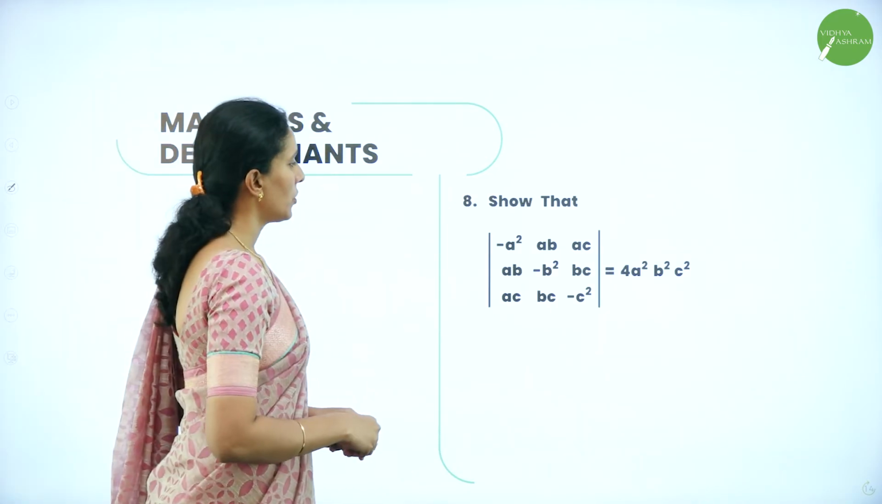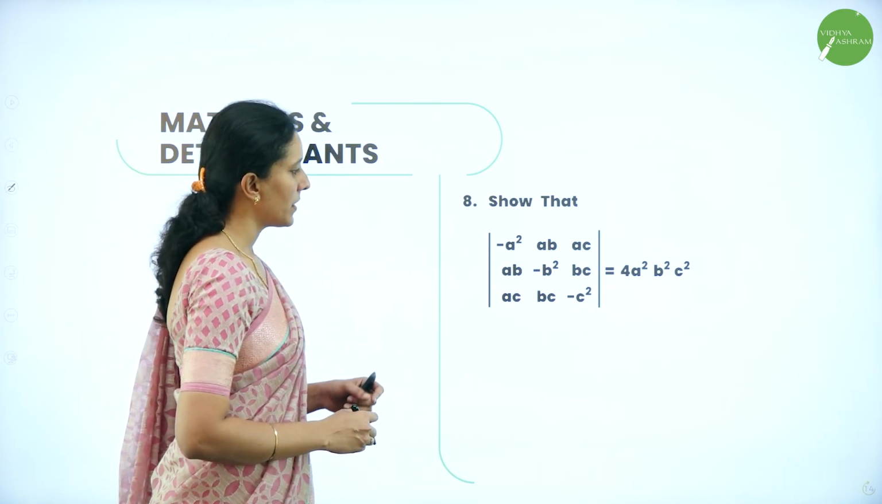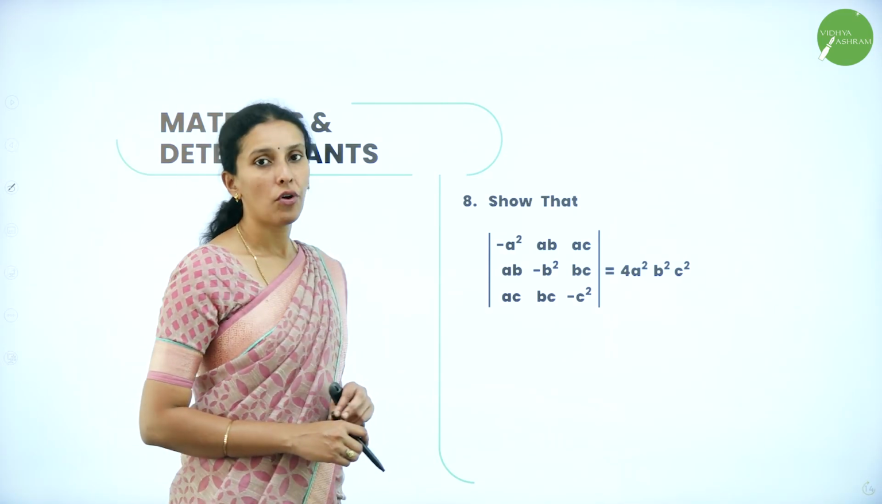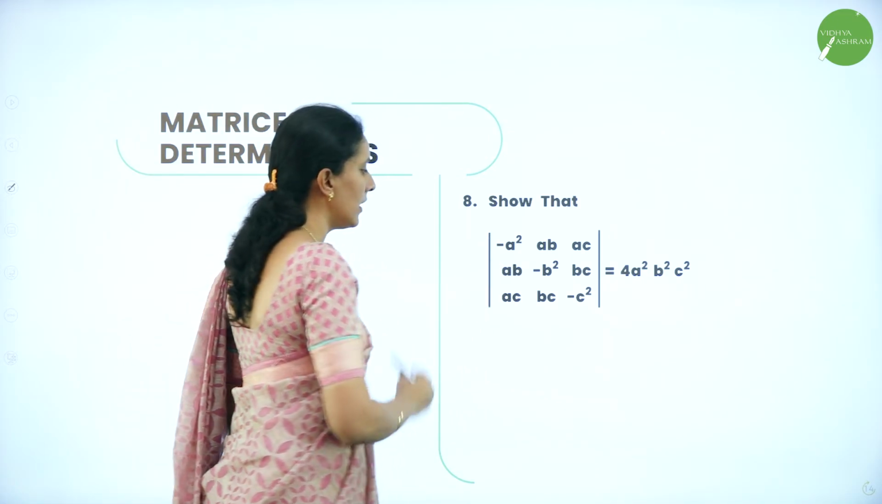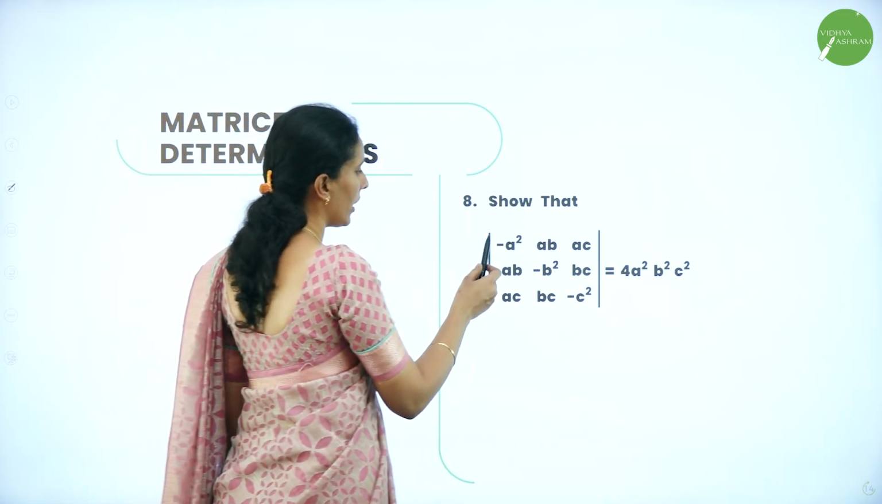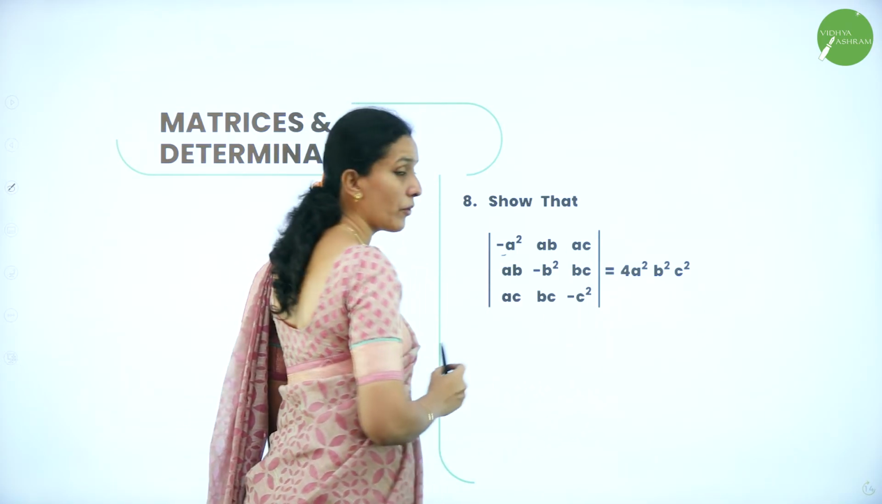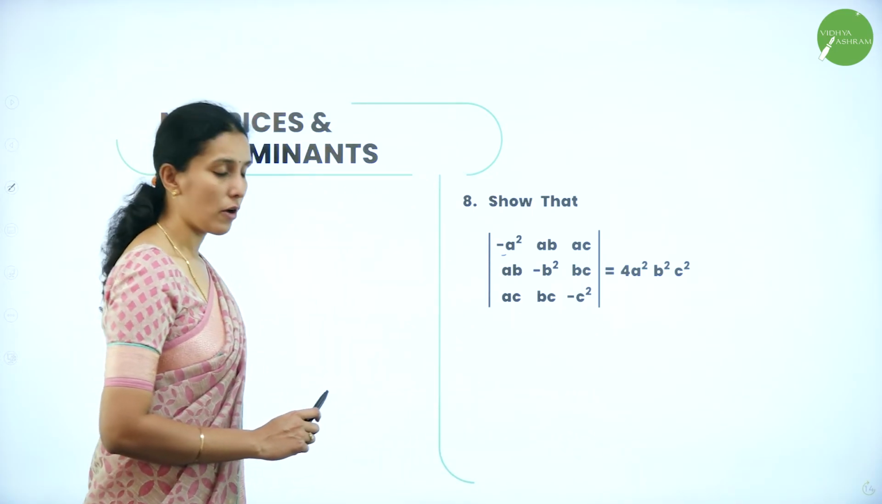Next question. Show that the determinant with rows (minus A square, AB, AC), (AB, minus B square, BC), (AC, BC, minus C square) is equal to 4A square B square C square. So clearly consider here, in the first row you have A as a common factor. In the second row you have B as a common factor. In the third row you have C as a common factor.